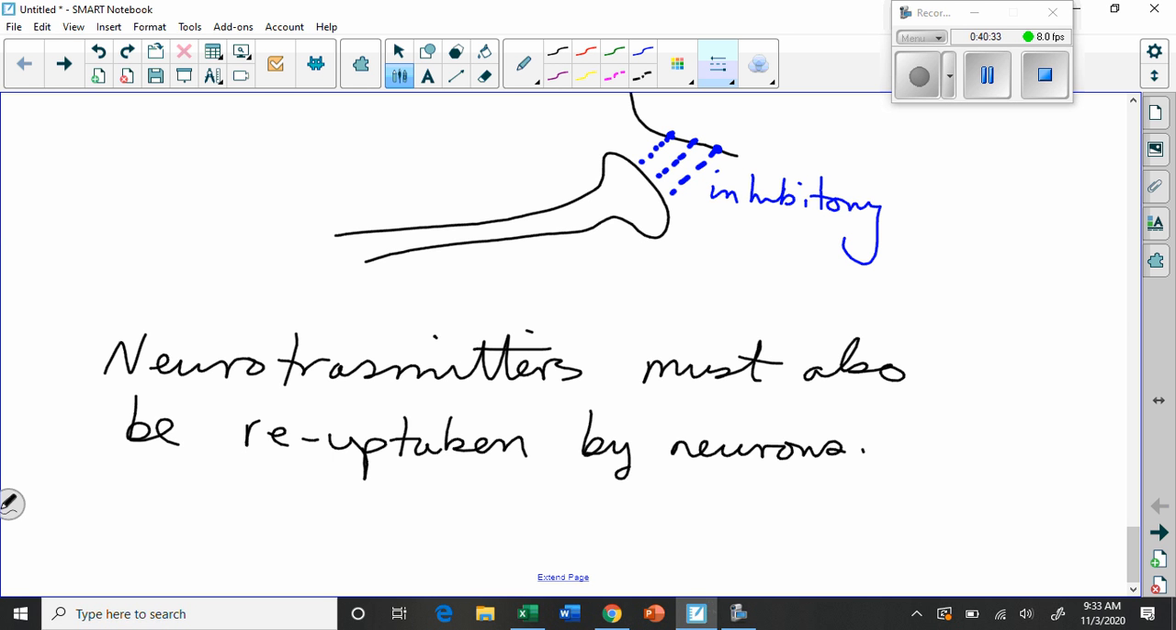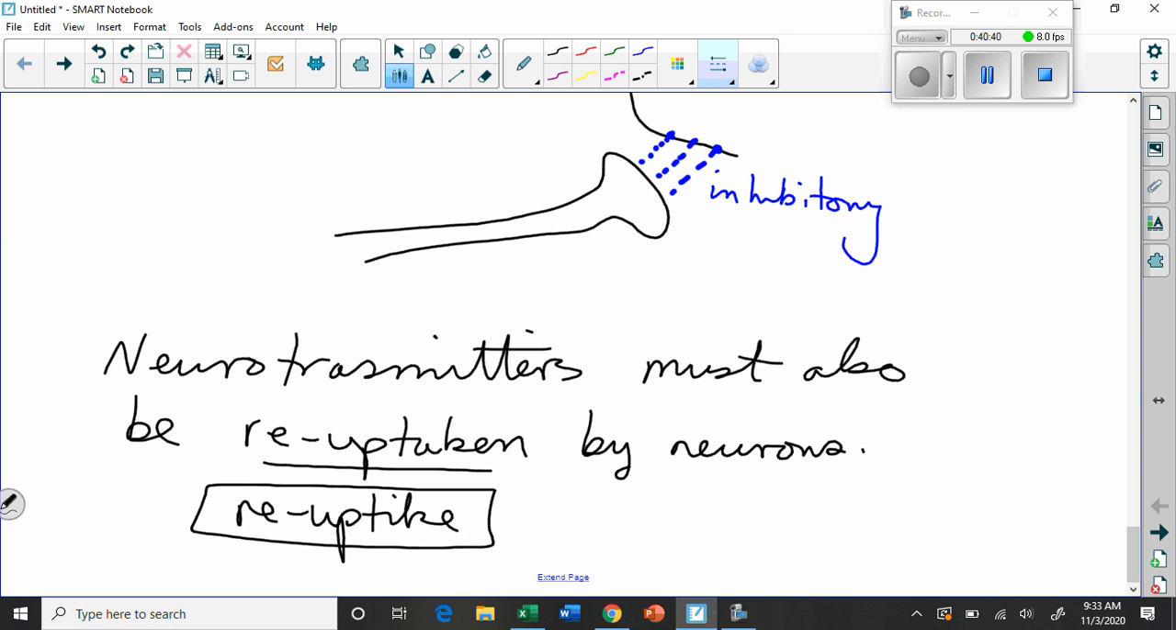And so reuptake basically means the neurotransmitter will be reabsorbed by the presynaptic cell, right? In other words, we're taking them back after the action is over. This means that there's a certain refractory period, or a resting period, while the neurotransmitters are reabsorbed. It all happens very quickly because chemicals can do things extremely fast, right?